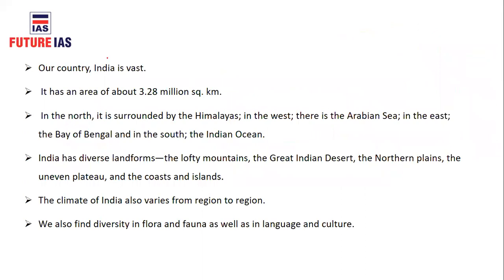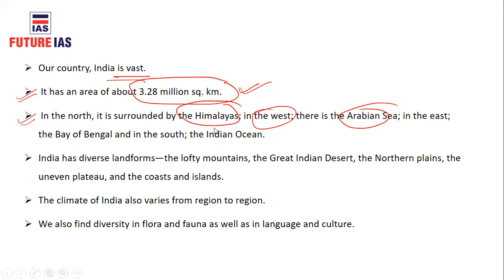All right. And our country is a very vast country. The area, as I told you, is 3.28 million square kilometers. When you see the political map of our country, the Himalaya lies to the north of our country. The Arabian Sea lies to the west, the Bay of Bengal lies to the east, and the Indian Ocean lies to the south. So if you draw the map, it will look like this. I have already drawn the map, so let's draw the map again.